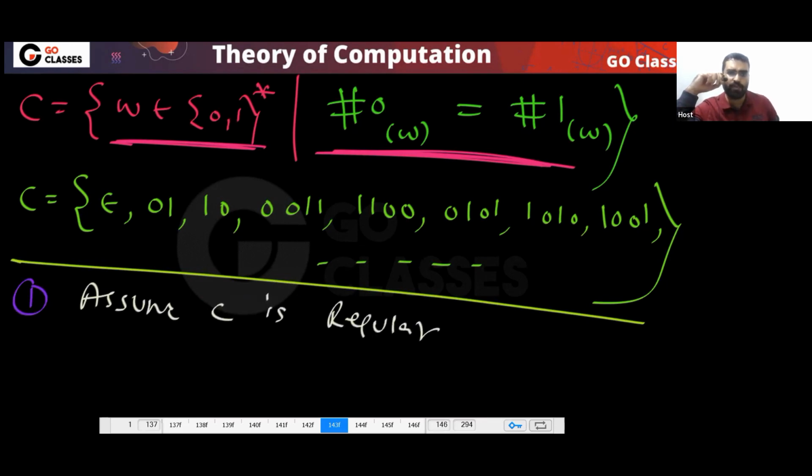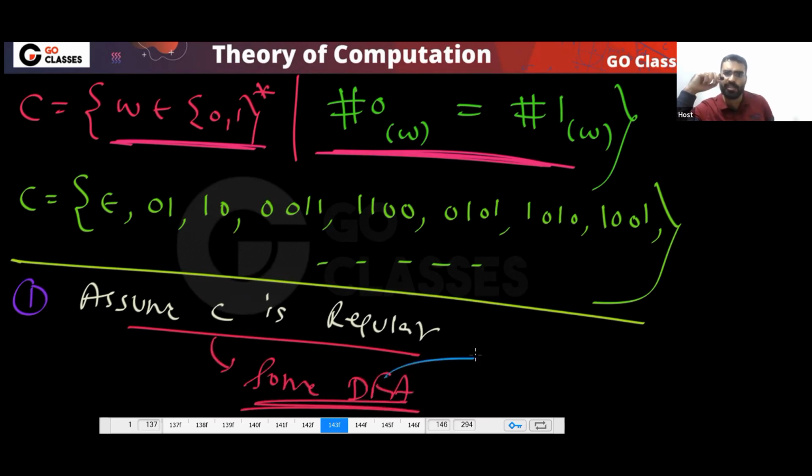If it is regular, then what does it mean? There is some DFA, and every DFA has a finite number of states. I am assuming this is regular, so there is some DFA with a finite number of states.